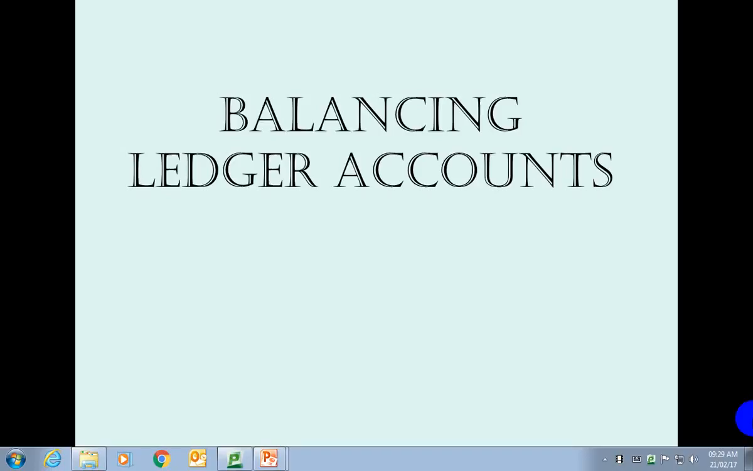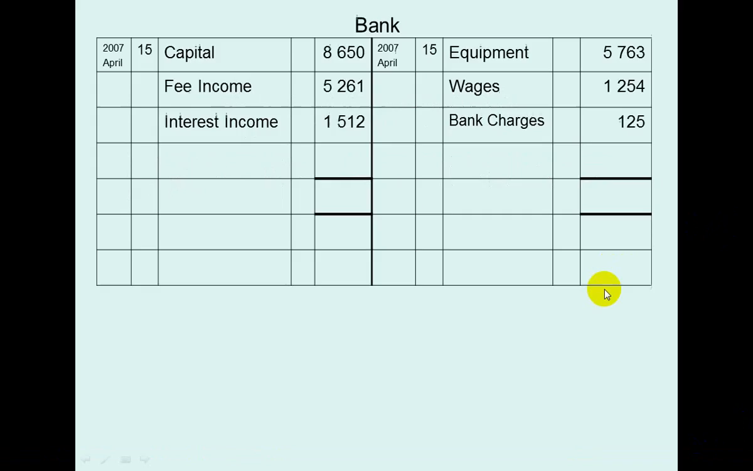Balancing ledger accounts is really simple. It's literally thinking of your wallet. If you got R100 pocket money and during the month you spent R50, what would be left in your wallet? You'd have R50 left. So how do we explain balancing a ledger account?